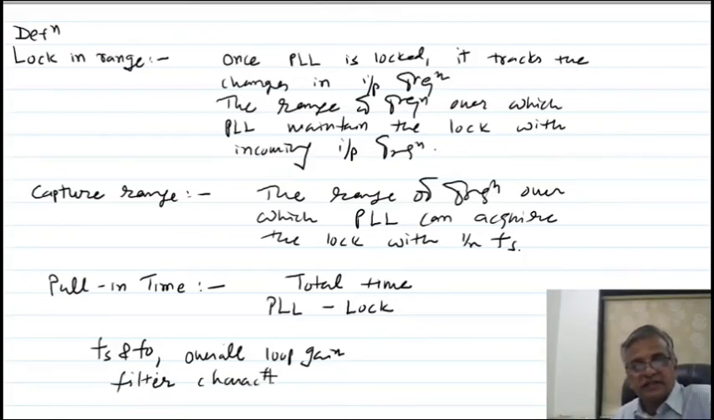In the next lecture, we will discuss the phase detector. There are two types of phase detector. One is the analog phase detector and the second is the digital phase detector. Here I am ending your lecture.